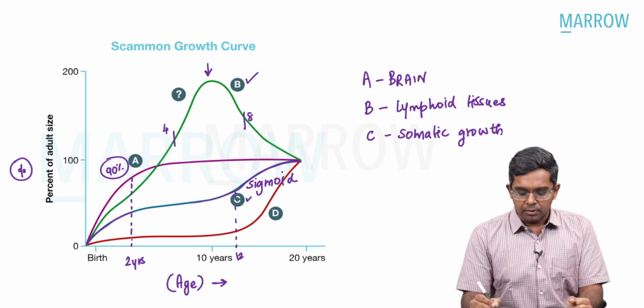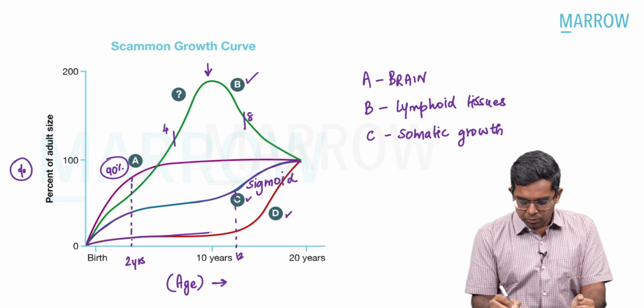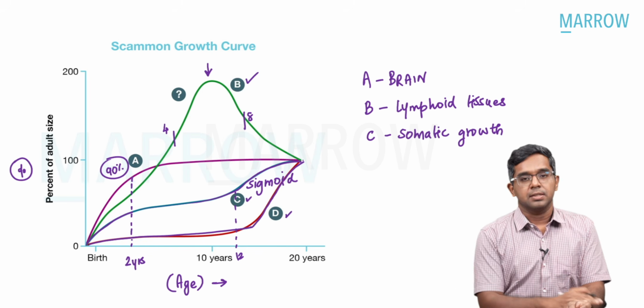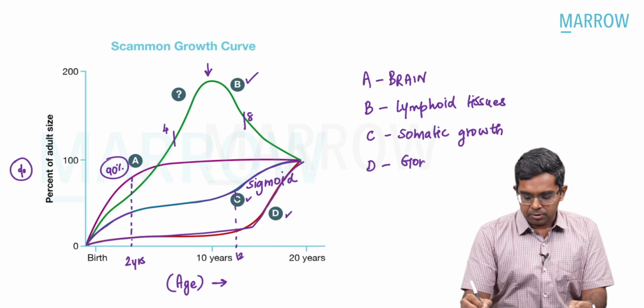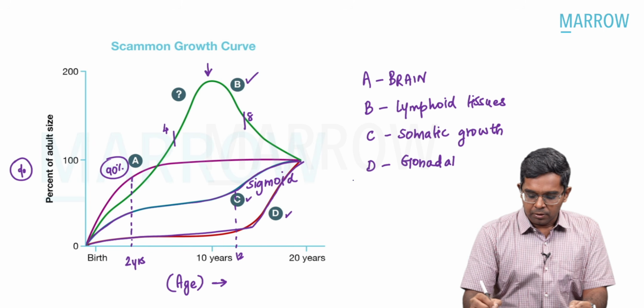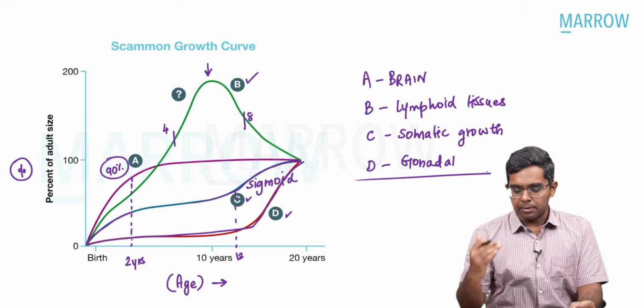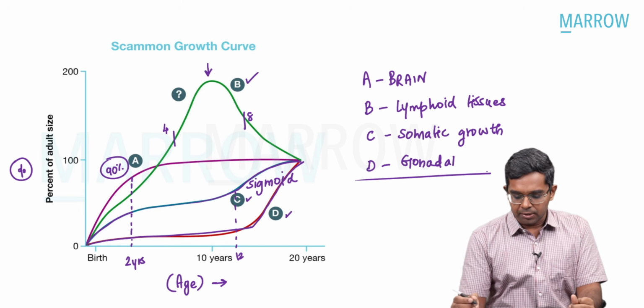Then the last curve, the D curve here, till 10 to 12 years it remained silent, then it rapidly increased in size. What could it be? It is nothing but the gonadal growth. So these are the 4 patterns of growth, which is what we call Scammon's growth curve. A is brain, B is lymphoid tissue, C is somatic growth and D is gonadal growth.